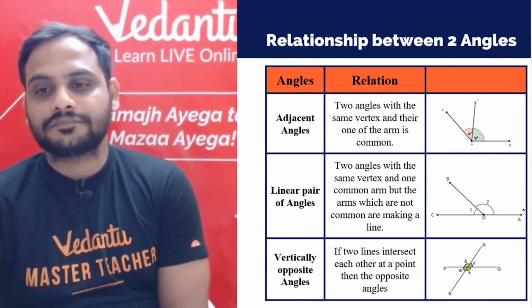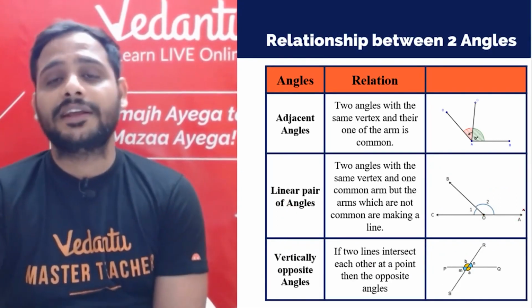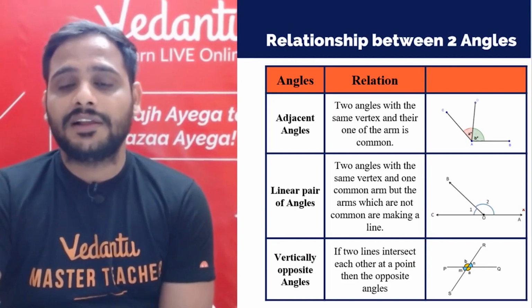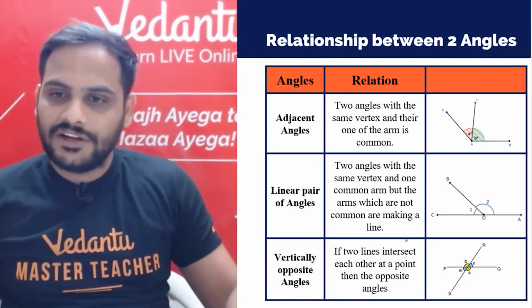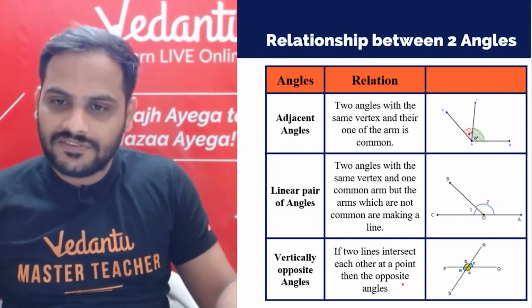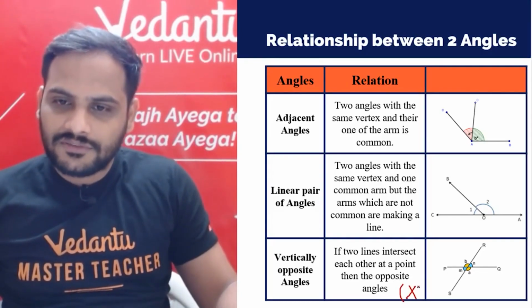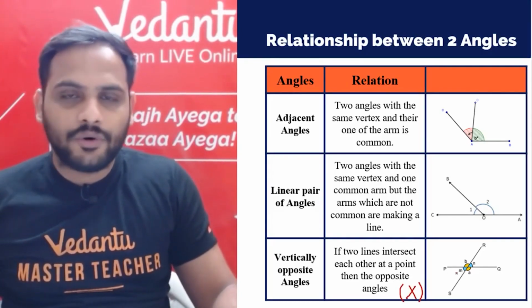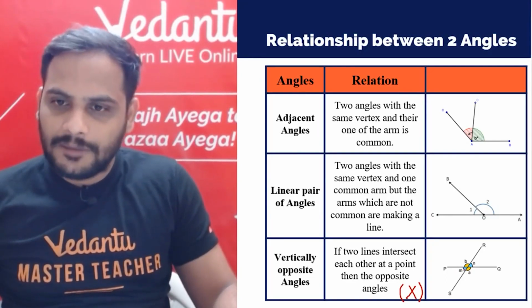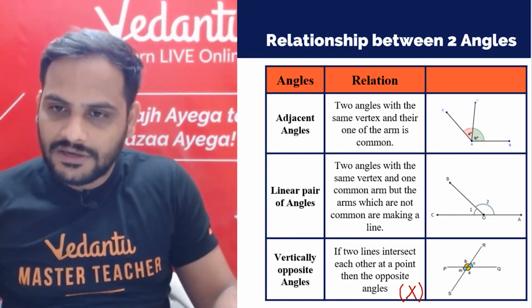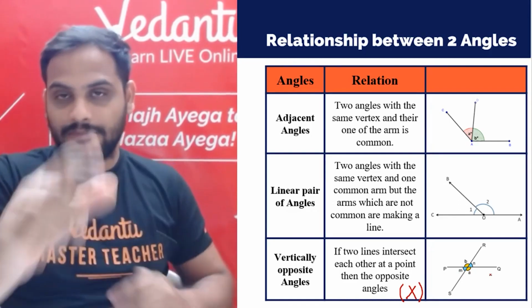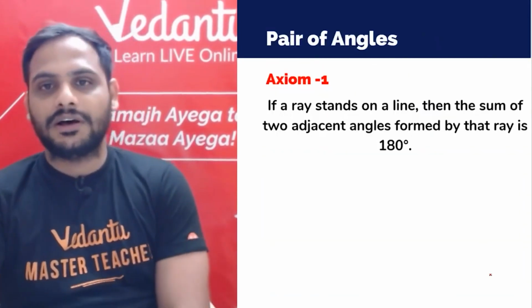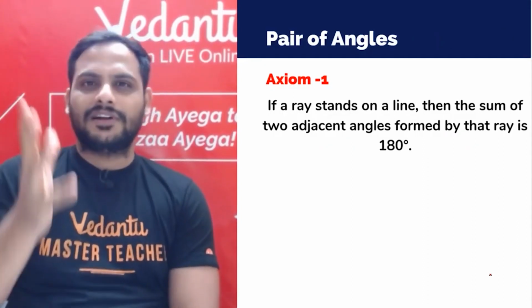Okay? Then comes vertically opposite angles, and it is those angles we get when two lines intersect. So when two lines intersect, you will see this X formation, and in that case 4 angles are formed. Okay? So opposite angles M and N are vertically opposite, B and A are vertically opposite. What is the property of vertically opposite angles? I'll tell you that, but before that let's understand some axioms.